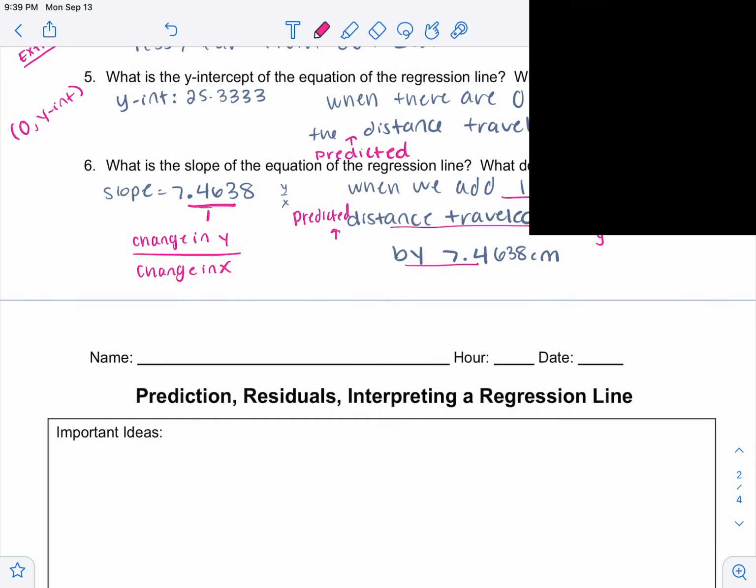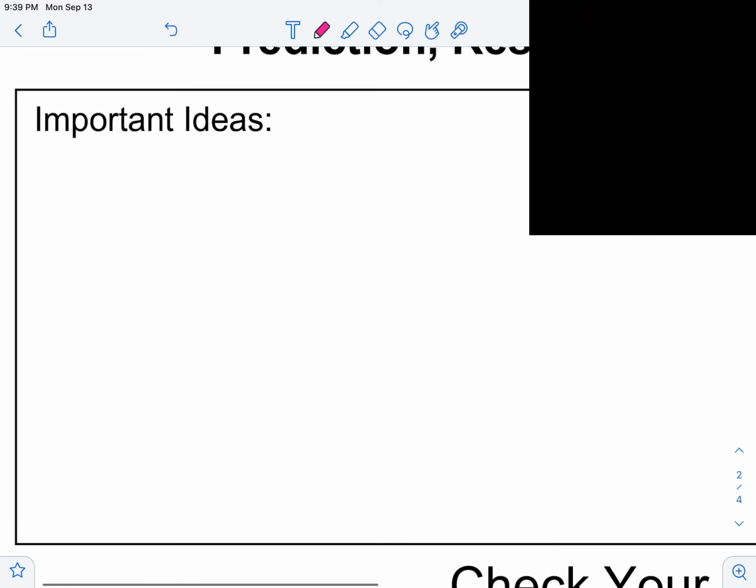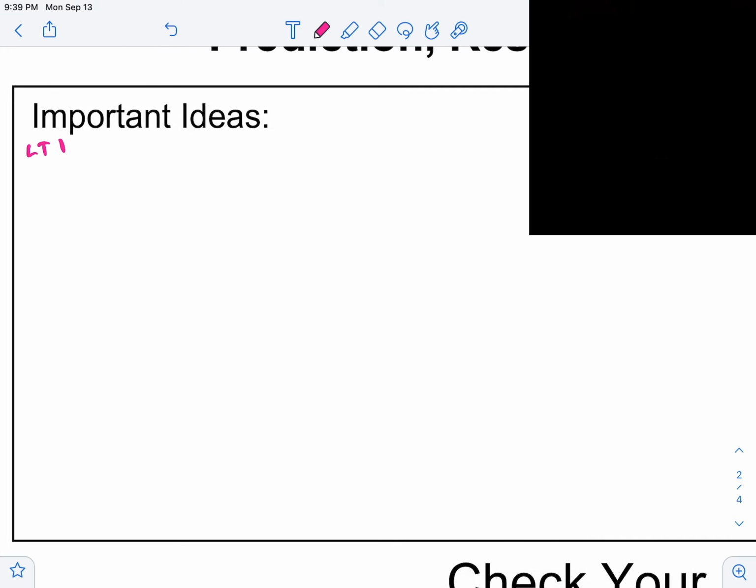All right, so we're going to move on to the important ideas for today, these learning targets. We've got 3 of them. Learning target number 1. This is predictions, all about predictions.